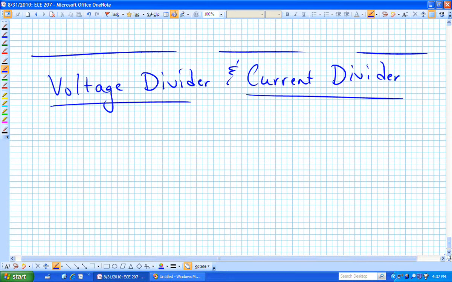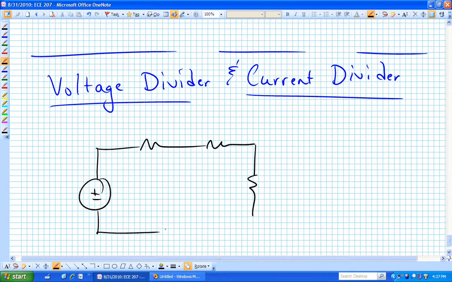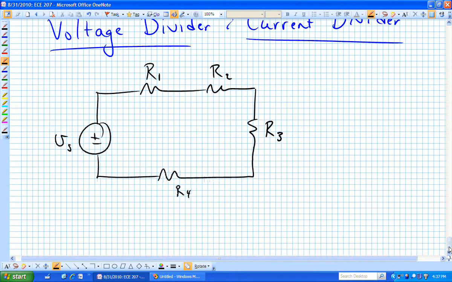And that made the math or the thinking a little easier. Let's look at the first piece first, which is the voltage divider. Suppose we have the following circuit. And I want to know, what is this voltage V sub 1?